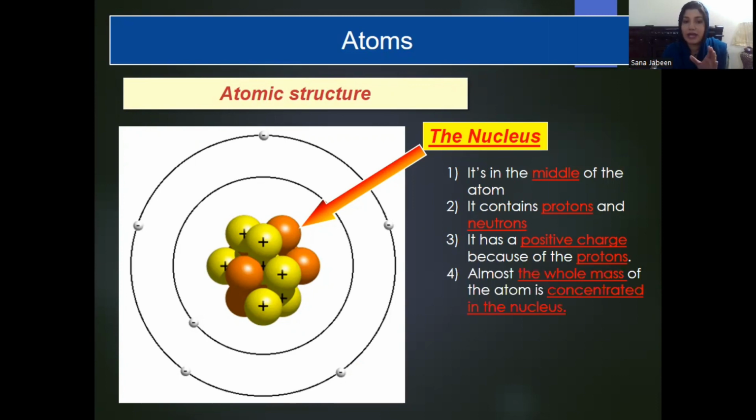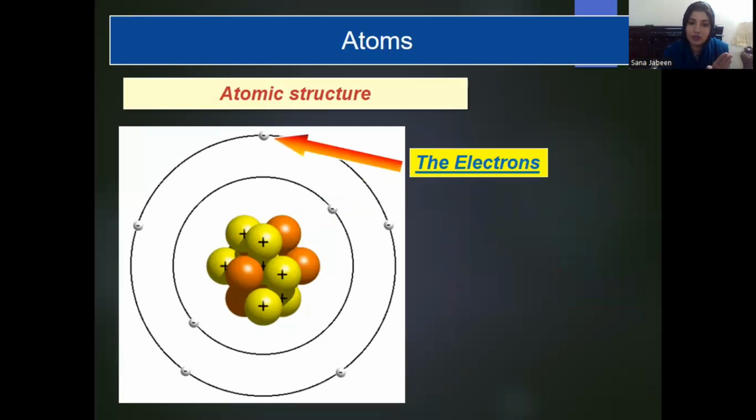Second thing is the mass. The mass of a proton is 1, with positive 1 charge, and for the neutron the mass is 1. So the whole mass is concentrated in the nucleus. When we talk about the electrons, they have minimum mass, or you can say we can neglect it, because the mass is so small as compared to the mass of the proton and the mass of the neutron.